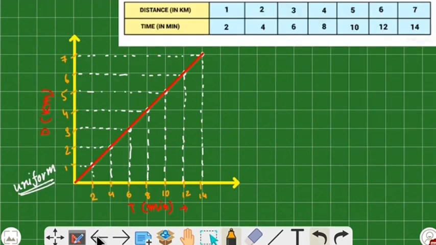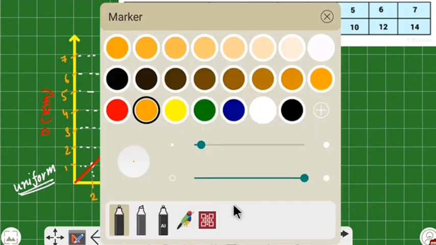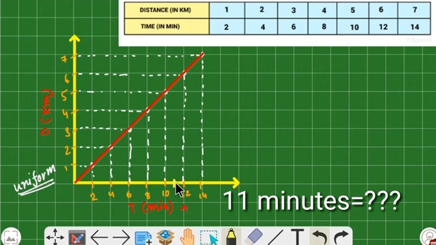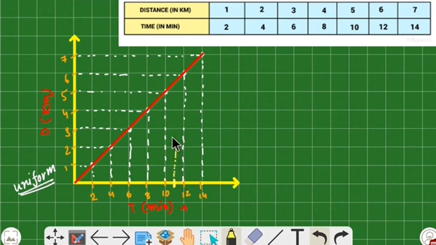Suppose for this one you can see that at the second minute the distance is 1, and at the 4th minute the distance is 2. Now if we want to calculate what is the distance at the 11th second, then what we have to do is consider that this is the 11th second, because it is between 10 and 12. Now we want to calculate what is the displacement or distance at the 11th second. Now if we draw a line, that will coincide with the original graph.